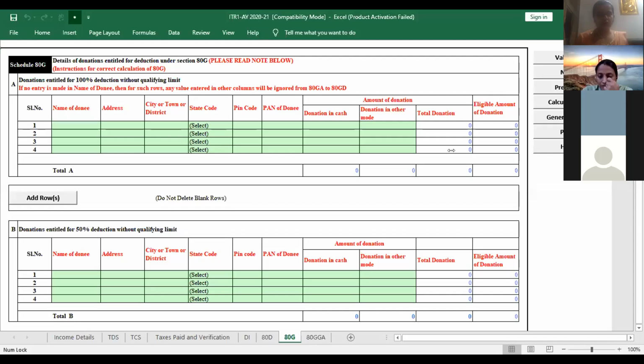I am a new employee. The next question: joined in June 2020, do I also need to file the ITR 1 form? June 2020. Yes, your employer will give you a salary certificate, no? You get a Form 16.